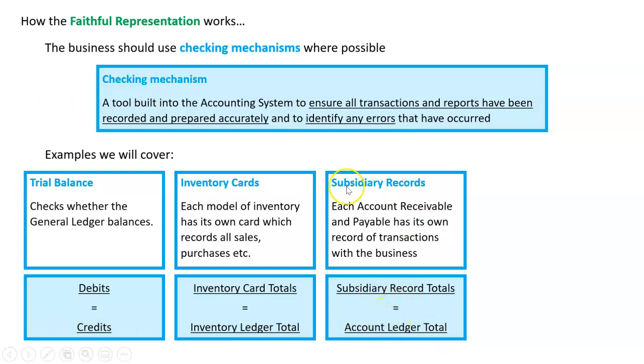Now, these won't mean anything to us. You might never know what we're talking about here at this point. What we want to do is come back at the end of the course and look at these things. These things should make sense. And these are checking mechanisms to make sure there's no errors.